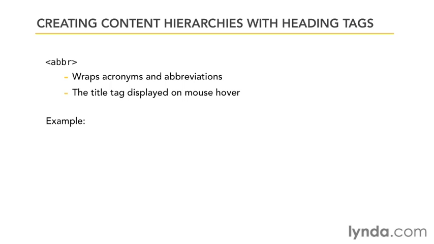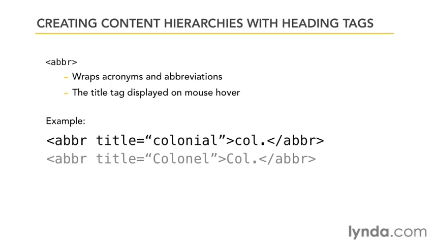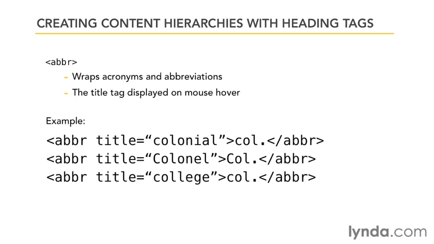If you see the abbreviation col., you don't know what that means. It could either be colonial, it could be colonel, it could be college, or it could be something else. But by wrapping this in the abbr tag and adding a title, if you then move your mouse and hover over the abbreviation, you'll see a little pop-up that gives you the full explanation of what that word means.